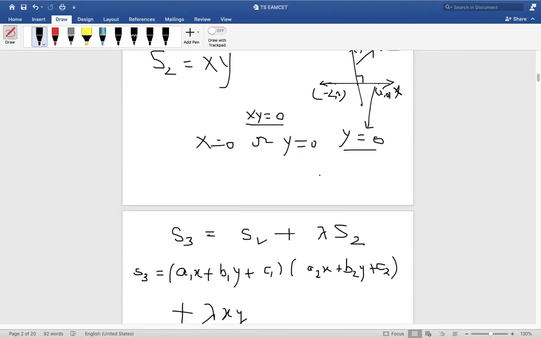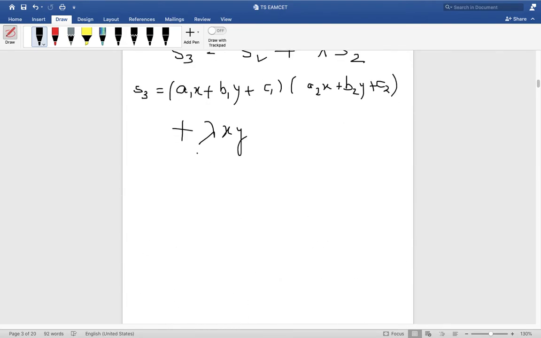Now, how do I find out lambda? We can find out lambda as these points A, B, C, and D are lying on a circle. So S3 is a circle. So we will use the properties of a circle to find out lambda. If we have seen the general equations of a circle, you will notice that the xy term is never there. xy is absent.